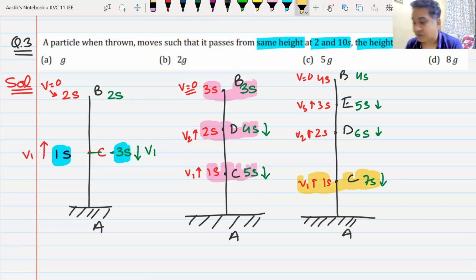Do we understand this? Yes or no? Remember, upward and downward, they are same carbon copies. I told you, carbon copies? Yes or no? Carbon copies. Do we understand this?